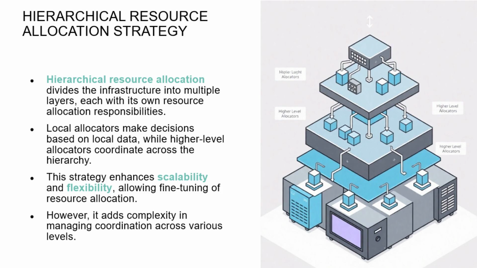3. Hierarchical resource allocation. Hierarchical resource allocation involves dividing the edge cloud infrastructure into multiple layers or levels, each responsible for resource allocation within its own scope. At each level, a local resource allocator makes decisions based on local information and policies, while higher-level allocators coordinate resource allocation across the hierarchy. This strategy allows for better scalability and flexibility, as resource allocation can be fine-tuned at different levels of the infrastructure. However, it introduces additional complexity in managing and coordinating resource allocation across multiple layers.